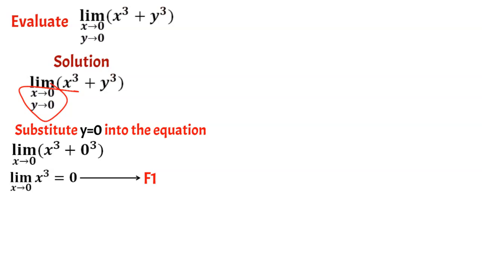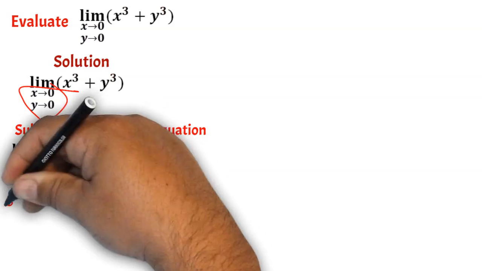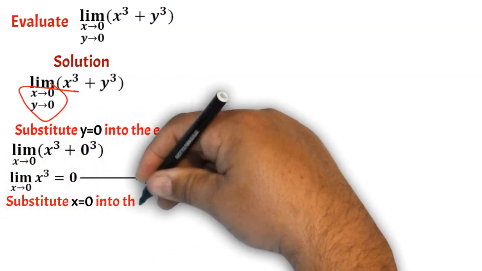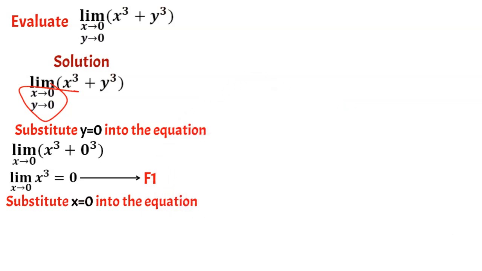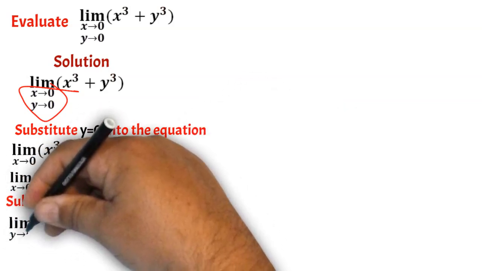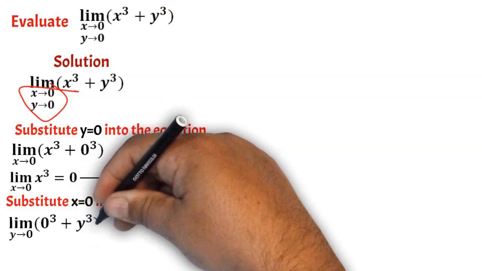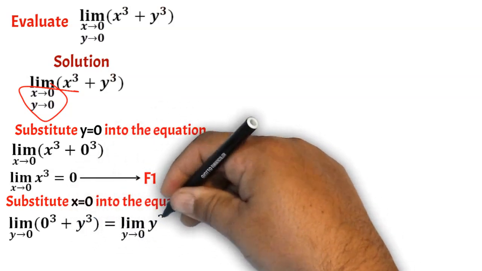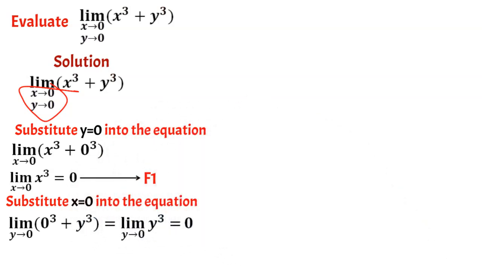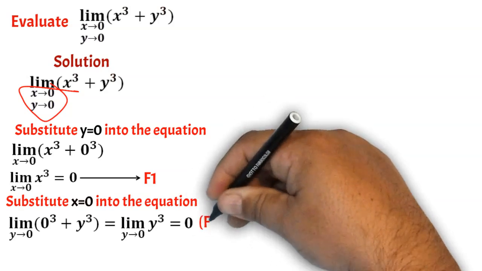Next, we evaluate along the path where x equals 0. That is, let's substitute x equals 0 into the equation. So we have the limit as y tends to 0 of 0 cubed plus y cubed. That will give us the limit as y tends to 0 of y cubed, which equals 0. So let's label this second result as f2 equals 0.